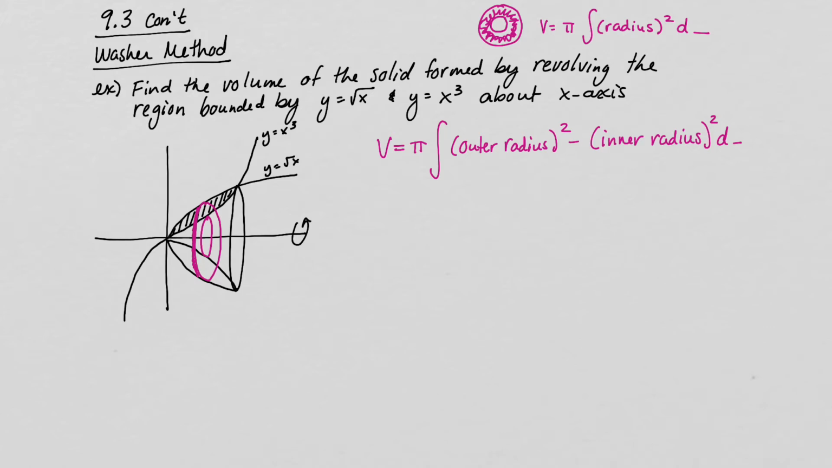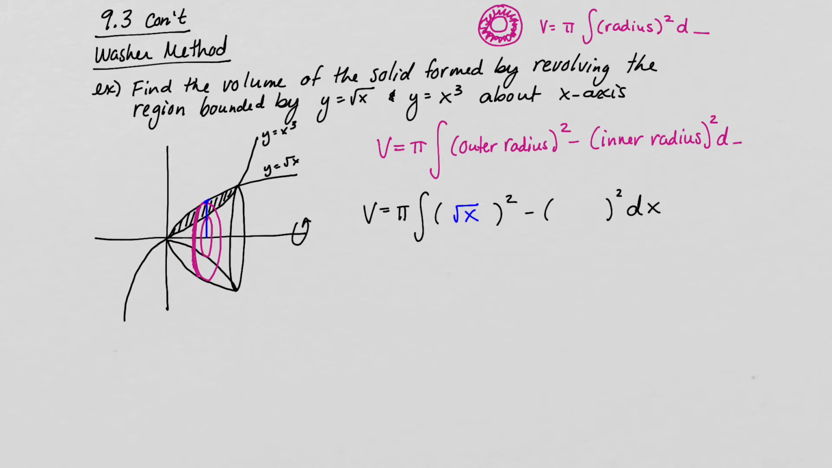Okay, so if I go to plug in here, we're going to have pi times the integral of something squared minus something else squared. And I said we're rotating around the x, so it's going to be a dx. My outer radius, where is the outer radius sitting in this picture? Yeah, the outer radius is on that square root of x. It's going from the center all the way up to this top curve here, and that is the curve the square root of x. So it's the square root of x squared.